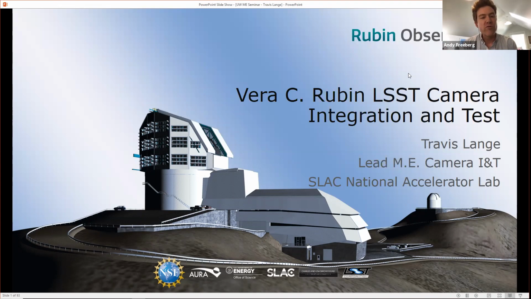Travis joined the Rubin LSST Camera team at SLAC in October 2014, so I guess 6 years ago this month, and is currently acting as the lead mechanical engineer for the integration and test team there. In that role, he leads technical planning for everything related to the assembling and testing of the camera. And with that, I'll hand it off to you, Travis. Thank you so much for being here and doing this.